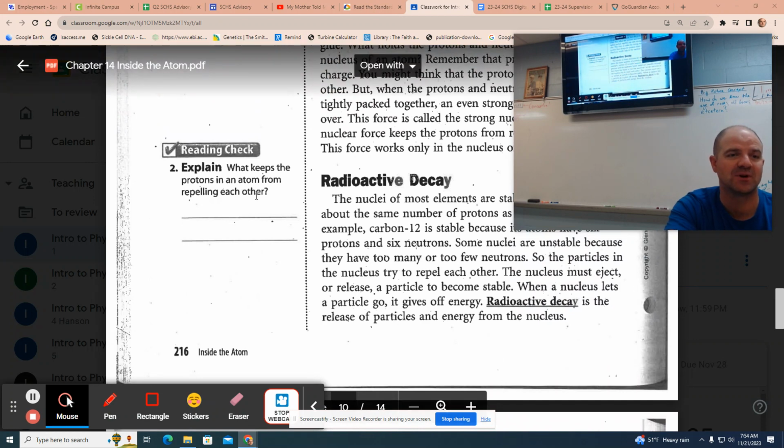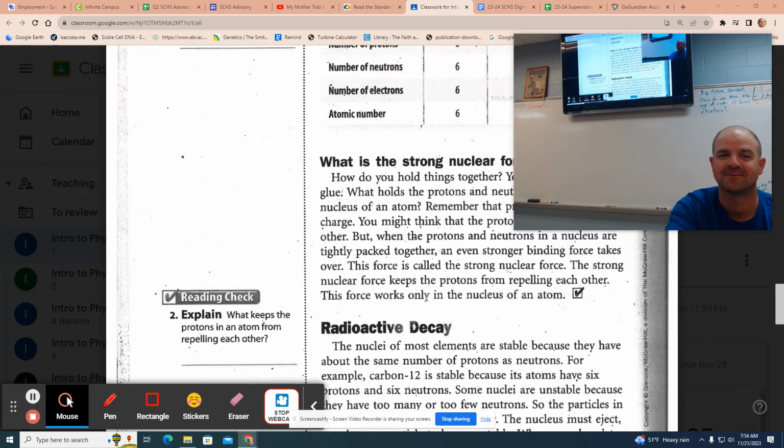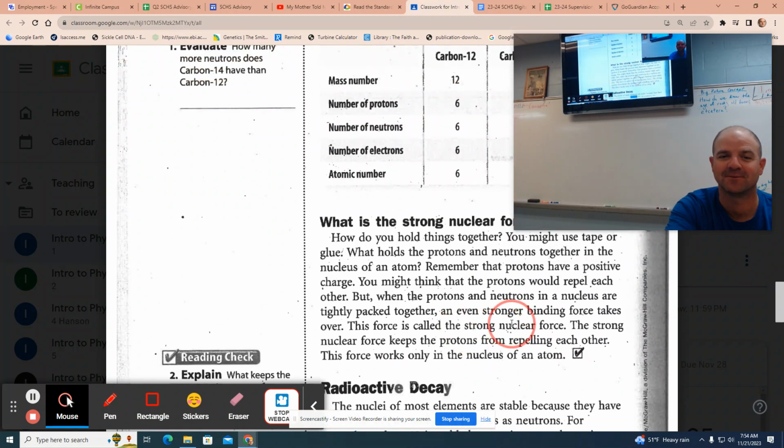Number 2 on the side, what keeps the protons in an atom from repelling each other? Right here, strong nuclear force. If you need to put that in your notes, the strong nuclear force is what keeps the protons in the nucleus from repelling each other. And that force we only see in the nucleus of an atom. It's a very short range attractive force.